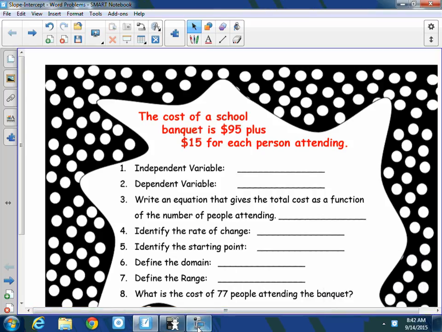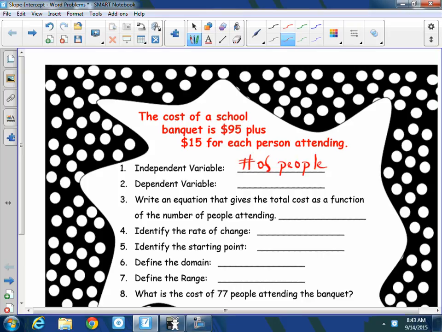All right, a cost of school banquet is $95 plus $15 for each person attended. So let's try to figure out what is the independent variable and what is the dependent variable. Remember, the independent variable is the one that you change with a purpose, right? You change it on purpose. Which one is it? Say that again. People attending. Thank you so much. So the number of people attending.